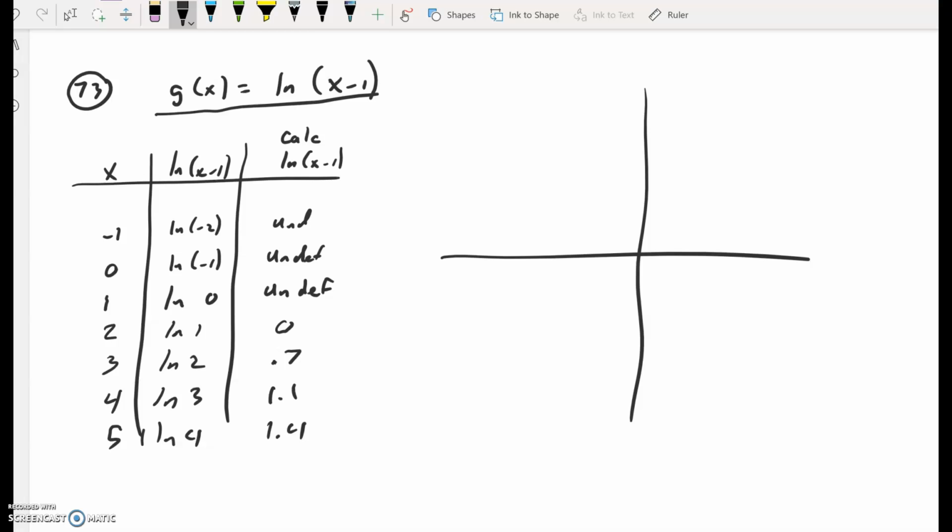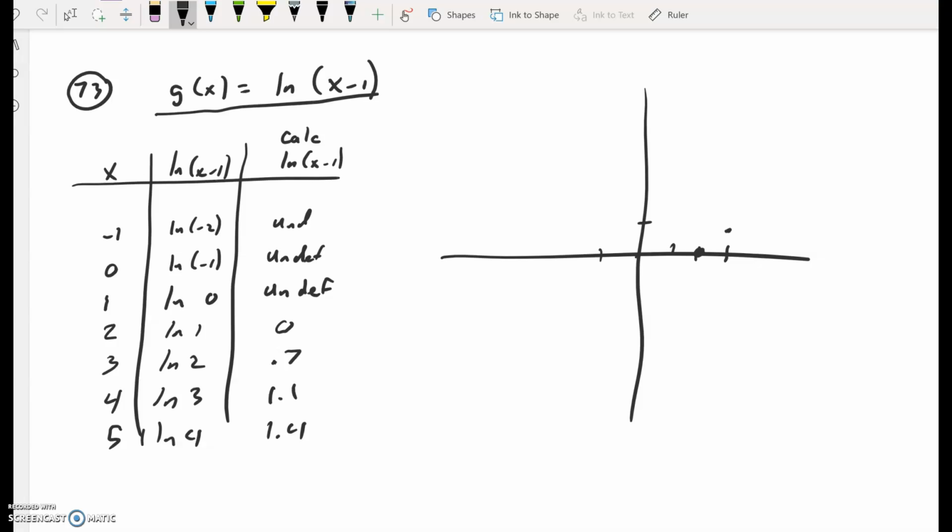When we put in x equals -1, 0, and 1, we just don't get anything. It's just undefined. There's nothing. But at x equals 2, we get 0. All right? So that's kind of interesting. We're not sure what it means, but it means something. So let's keep going. When x is 3, we get about 0.7.